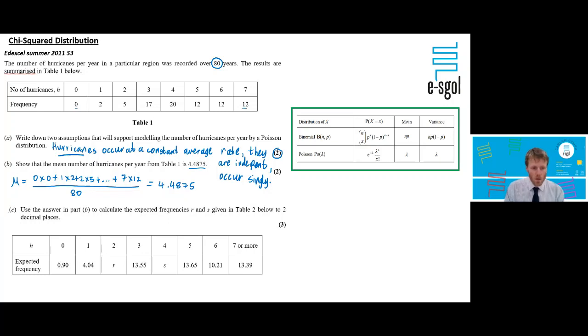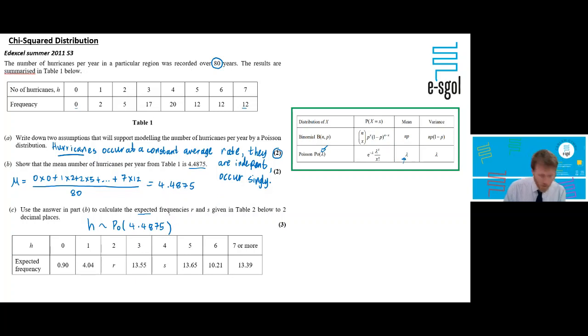So far, we haven't done any of the chi-square testing. Now, part C, use your answer to calculate the expected frequencies given in the table. So often they will give you a table and there's only 1 or 2 values that you might need to fill in because it's quite a repetitive process. Once you've found one, it's quite easy to find another. So because we're saying it's a Poisson distribution, we might say that our hurricanes are distributed with a Poisson distribution. Our lambda value, that is the mean, so 4.4875. Because our mean is lambda.